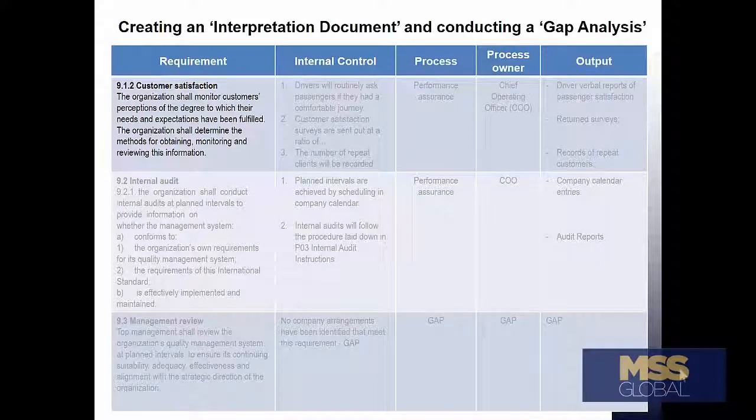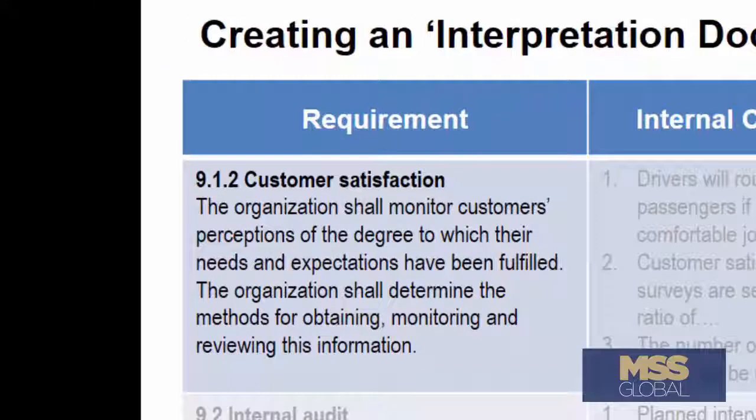In creating an interpretation document, and in so doing, conducting a gap analysis, we can see in the left column, in the requirements column, we've put the clauses of ISO 9001:2015 down the left. Now you can see here I've put in requirement number 9.1.2, customer satisfaction. The organisation shall monitor customers' perceptions of the degree to which their needs and expectations have been fulfilled. The organisation shall determine the methods for obtaining, monitoring and reviewing this information.